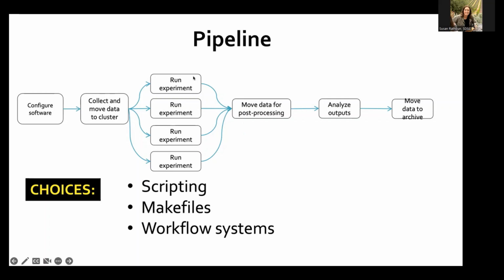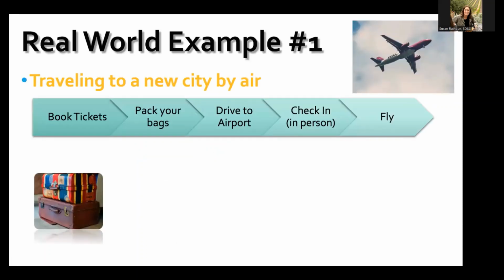And to run these experiments, you have choices of scripting using makefiles or workflow systems. Some of the examples: we do workflow whenever we are doing some science. We generally use workflows, and also when we are doing any real world problem. Any real world actions can also be termed as workflows.